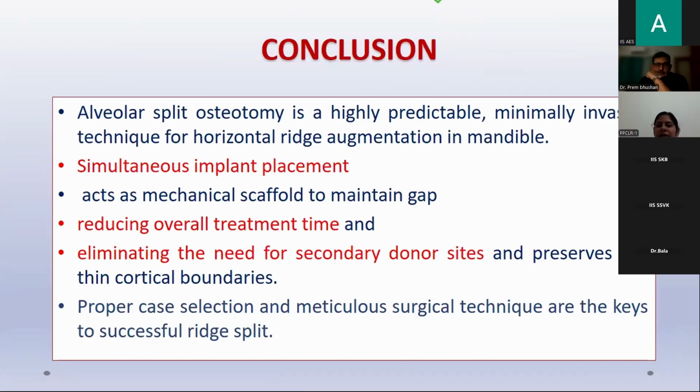Coming to the conclusion, alveolar split osteotomy is a highly predictable, minimally invasive technique for horizontal ridge augmentation in the mandible. Simultaneous implant placement acts as a mechanical scaffold to maintain the gap. It reduces the overall treatment time, eliminates the need for a secondary donor site, and preserves the thin cortical boundaries. Proper case selection and meticulous surgical technique are the key to a successful ridge split.